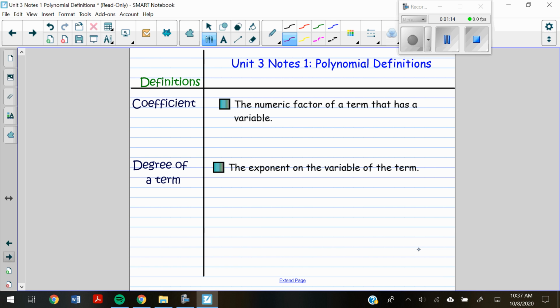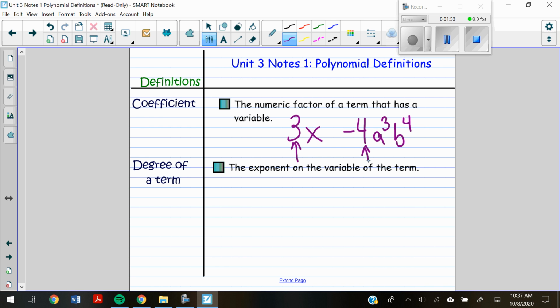All right, the coefficient is the numeric factor in a term that has a variable. So we've talked about coefficient before. If I give you 3x, the coefficient is 3. If I say negative 4 a to the third b to the fourth, my coefficient is still the large number in the front.